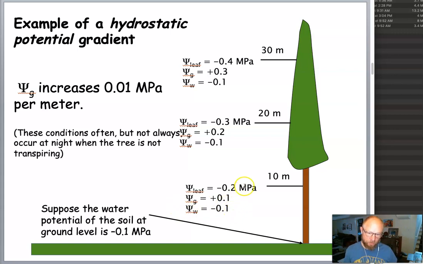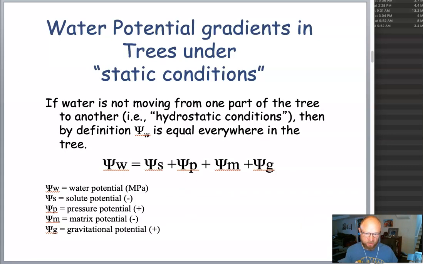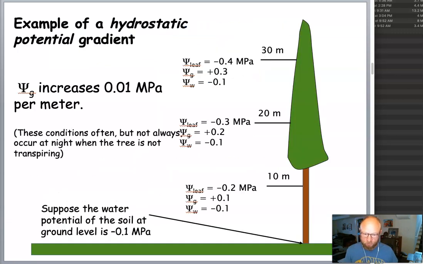So the leaf water potential then is minus 1 megapascal. If we combine these in the equation, and I should say this leaf water potential value incorporates, I'm going to go back a slide for a second, it incorporates solute potential, pressure potential, and matrix potential. All right, so those three factors are in here, and we're pulling out the gravitational potential. And you can see if we add these together, that equals minus 0.1 megapascal, which is the same value as soil. If you move up, gravitational potential is plus 0.2, and so in order to end up with a minus 0.1 megapascal water potential, leaf water potential has to be minus 0.3.